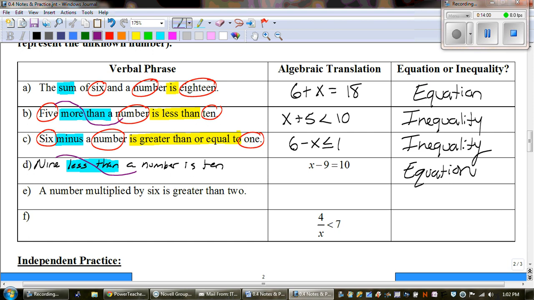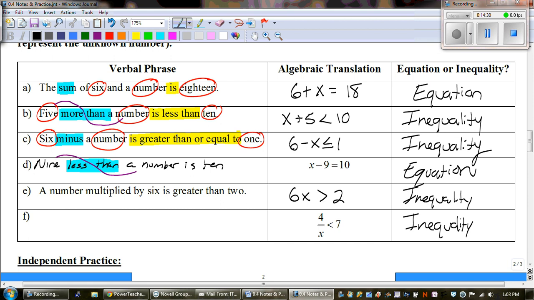Okay, I'm going to go through super fast. So a number multiplied by 6 is greater than 2. So a number multiplied, oops, let me get the right color. A number multiplied by 6 is greater than 2. And that is an inequality. Right away, I know that F is an inequality. Okay. Sorry, I was writing that really fast.